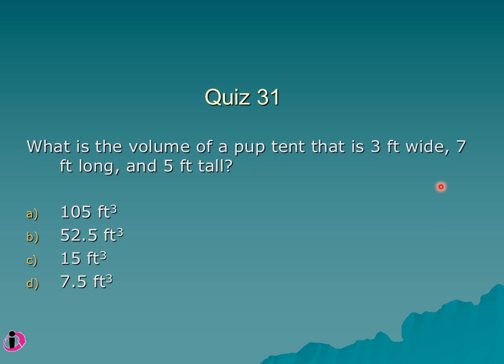This is the last question for today. We have a pop tent. How do you calculate the volume for the pop tent? Half times all the 3 dimensions, right? Now this is going to be half times 3 times 7 times 5, right? That's actually 52.5 feet cube. So the right answer is B.